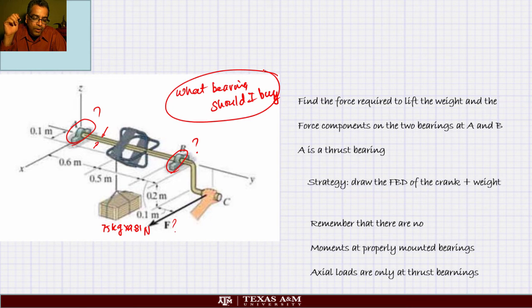If they are properly mounted, then there will be no moments on the bearings, there will just be forces. So it's actually fairly easy to calculate. We are going to draw a free body diagram of this thing, and find all the forces on it. Then we are going to do a systematic force table. This is a very straightforward problem once you draw the free body diagram. So let's get to that.